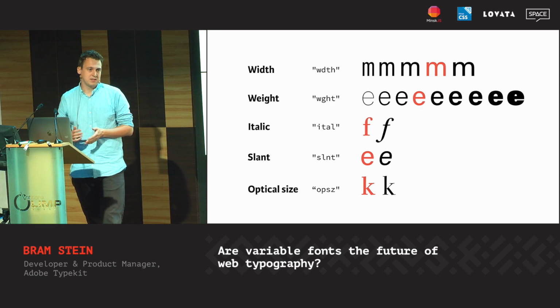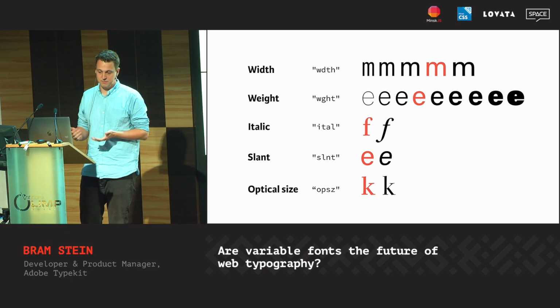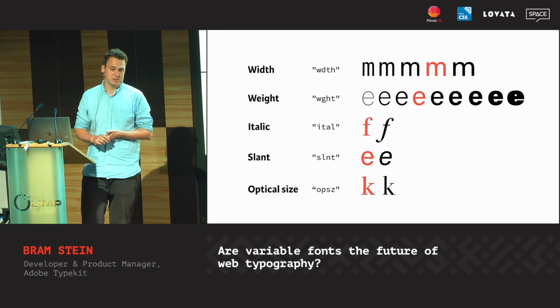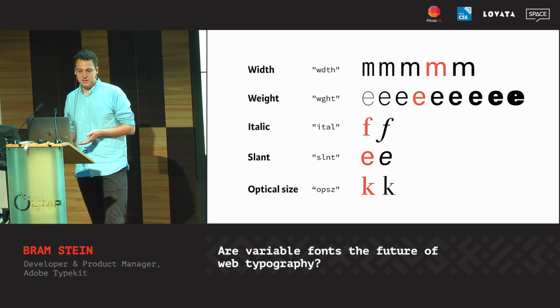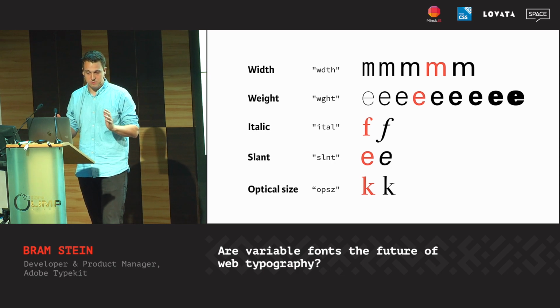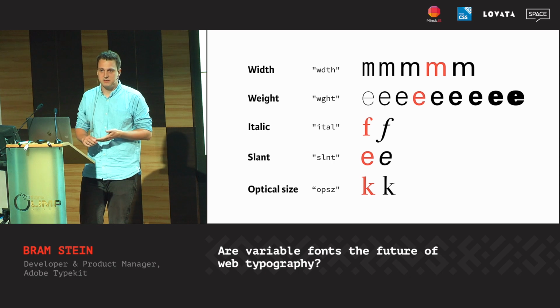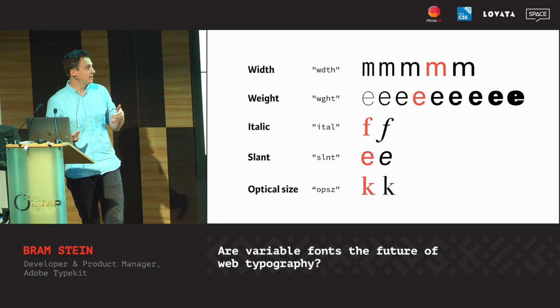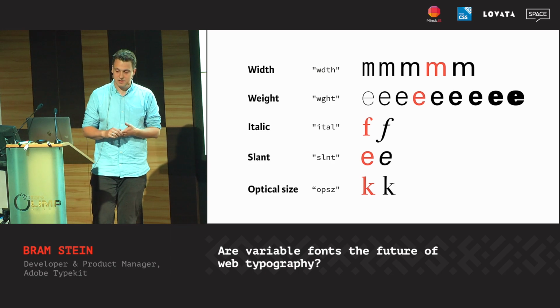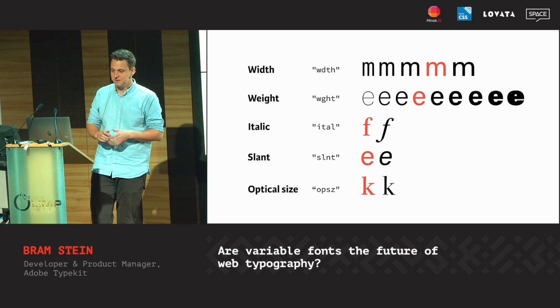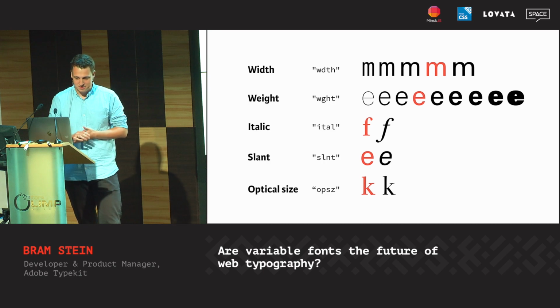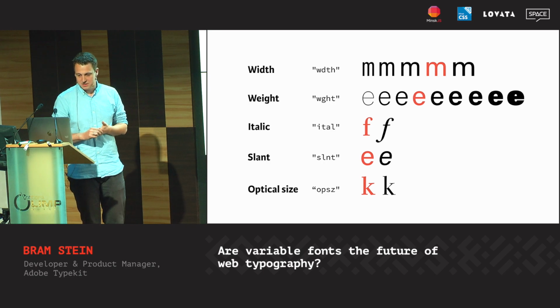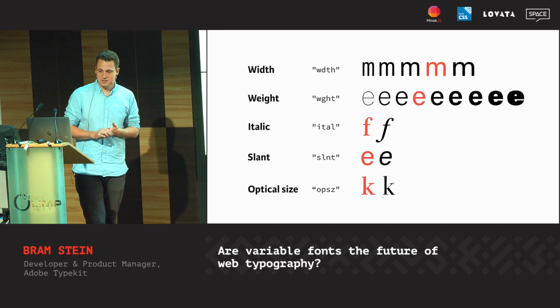So there are 5 standard axes. You have width, weight, italic, slant, and optical size. The width axis makes a font narrower or wider, and the weight axis makes a font bolder or thinner. And the italic axis applies italics. The slant controls the rotation, if you have a font that does that. And optical size controls, well, the optical size.